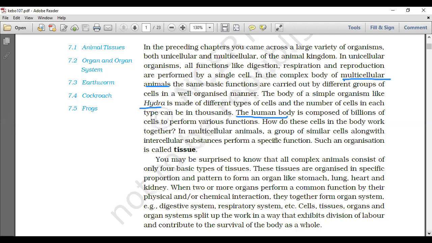How do these cells in the body work together? In multicellular animals, a group of similar cells, along with intercellular substances, perform a specific function. Such an organization is called tissue. You may be surprised to know that all complex animals consist of only 4 basic types of tissues.